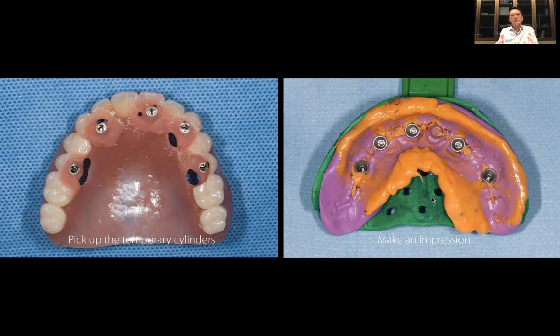So on the day of the surgery, I actually won't deliver my fixed provisional prosthesis. At the end of the surgery, I send the denture and the impression to the lab, and the lab works on it overnight. So I usually have the patient come back the next day to deliver the fixed provisional bridge.